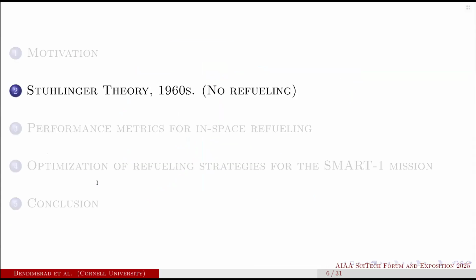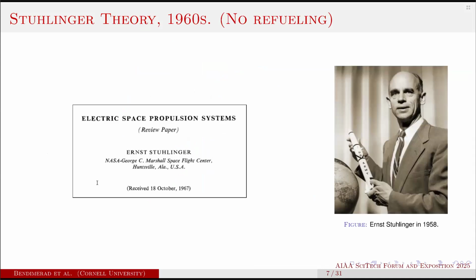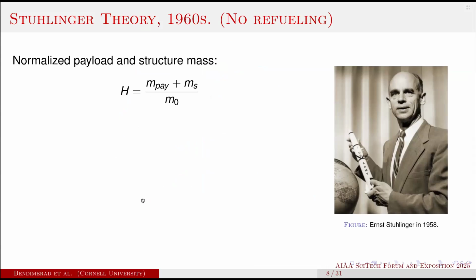Now, I'm going to present the Stallinger theory from the 60s, which is for the case of no refueling. Stallinger was a German-American rocket scientist, and he wrote several seminal papers on propulsion. And in this paper from 1967, he introduced a quantity called the normalized payload and structure mass. It is defined as the mass of the payload plus the mass of the structure of the spacecraft, normalized by the total mass of the spacecraft.